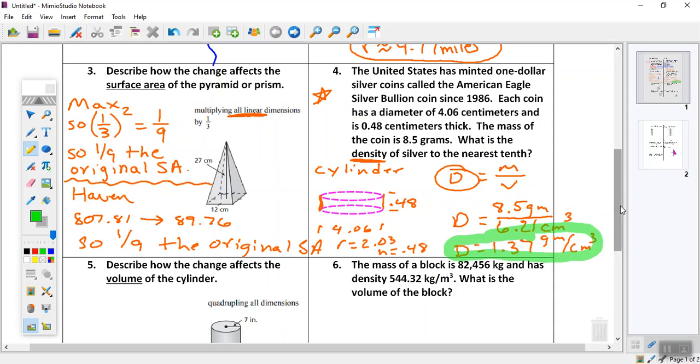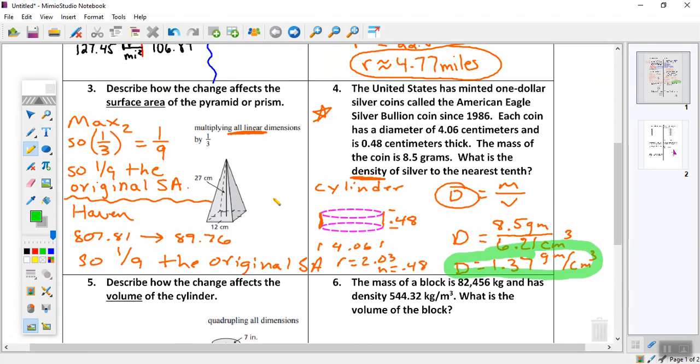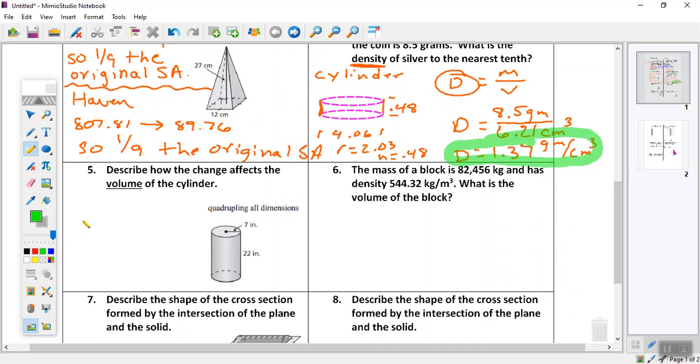Number 5. I'm going to go on the idea that we talked about up here with number 3, but this time it's relative to not surface area, but relative to what here, kids? It says describe the change. What's that change do to the volume of the cylinder? What are we doing to all these? Quadrupling all dimensions or some dimensions? If it's all dimensions, then that'd be like saying take 4 to what power? Well, what is 4 to the third, kids? How many times? Okay, it's 64. So I would say the new cylinder would be 64 times bigger.